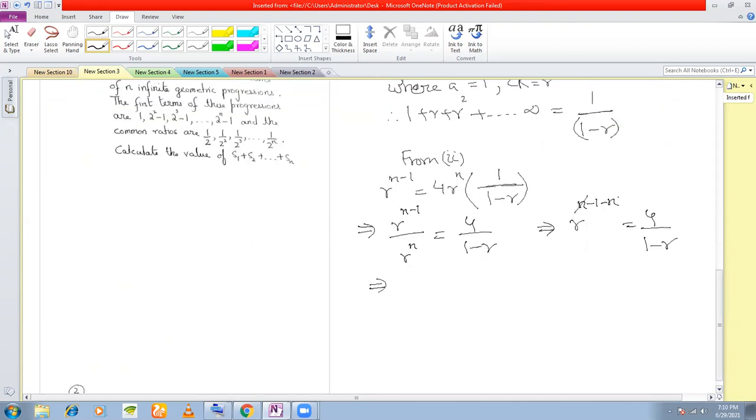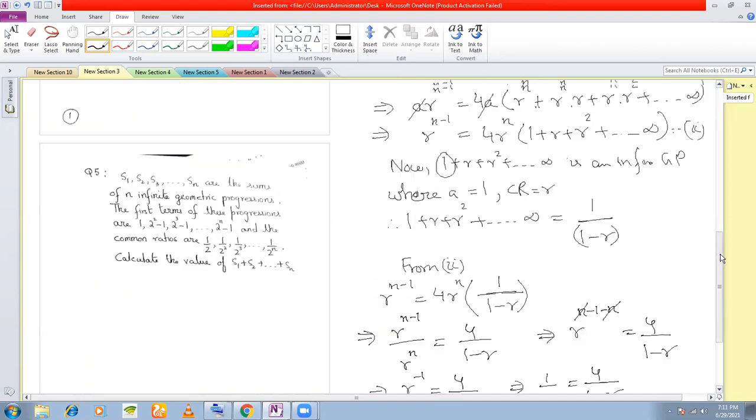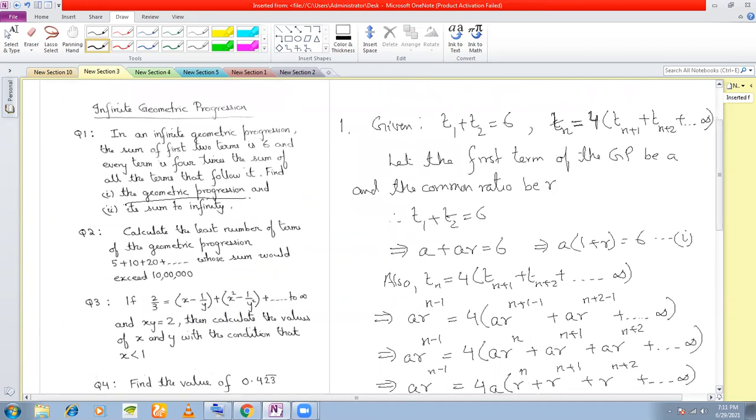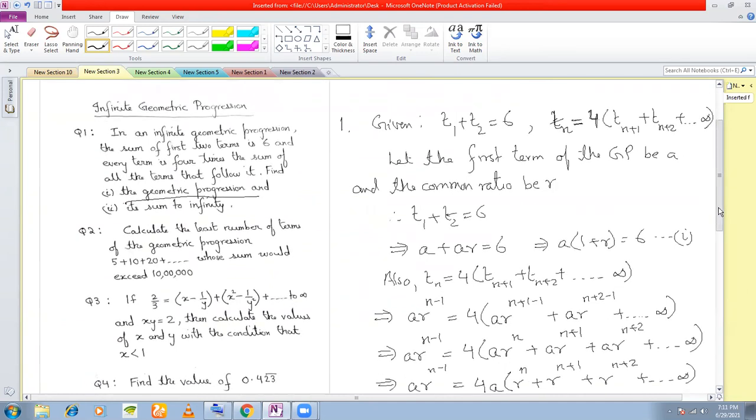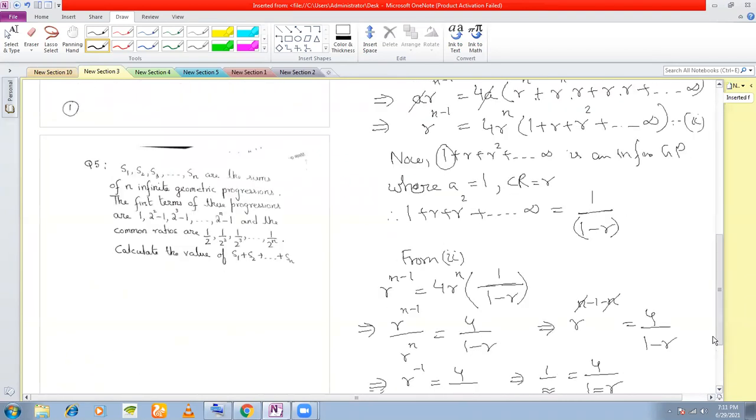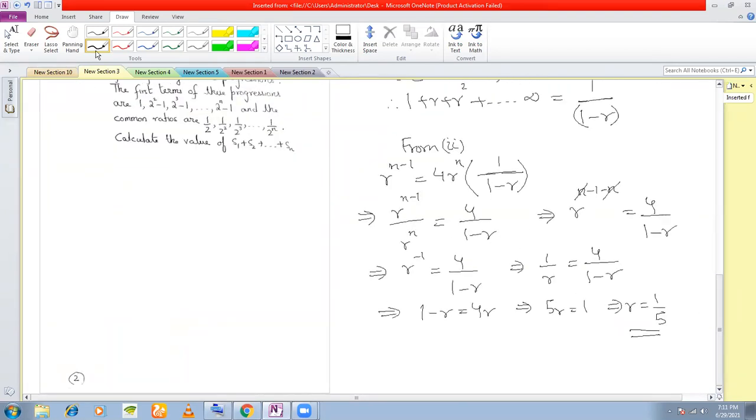That means n plus n minus n will cancel here. r to the power of minus 1 is equal to 4 by 1 minus r. That means r to the power of minus 1, which is 1 by r, is equal to 4 by 1 minus r, right? Now you can cross multiply. 1 minus r is equal to 4r. That means 5r is equal to 1. That means r is equal to 1 by 5, right? What is the question here? The question here is find the GP. In order to find out the GP, you need the first term and the common ratio both, right? So we have found out the common ratio as 1 by 5.